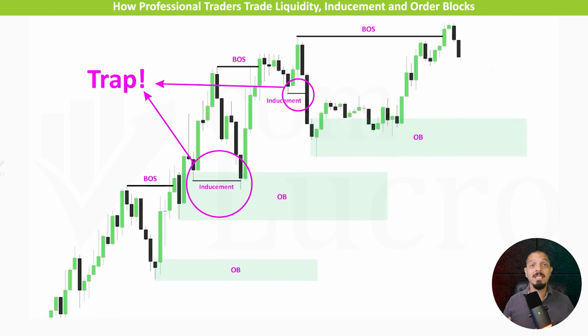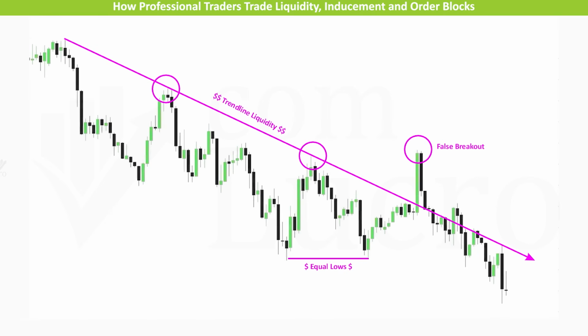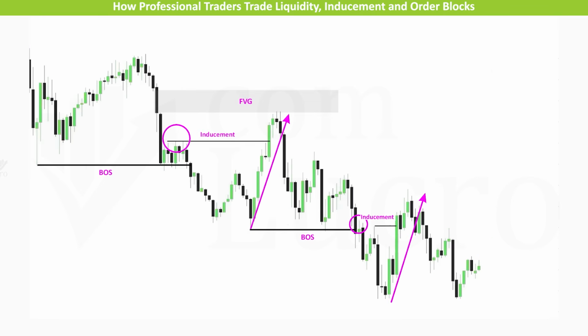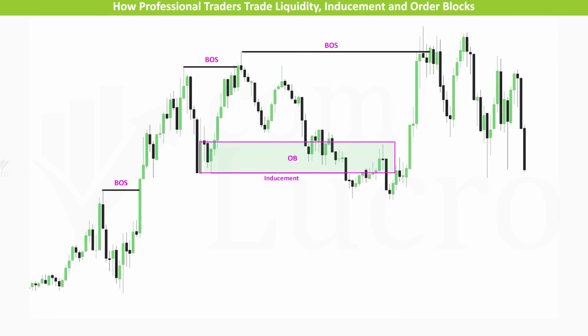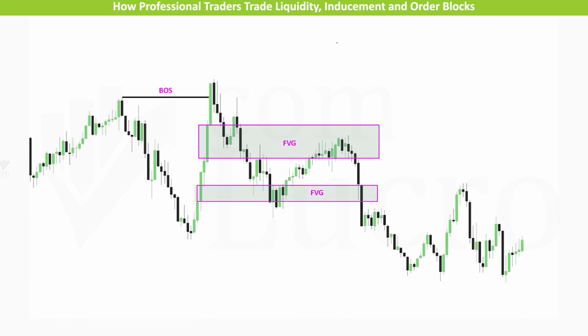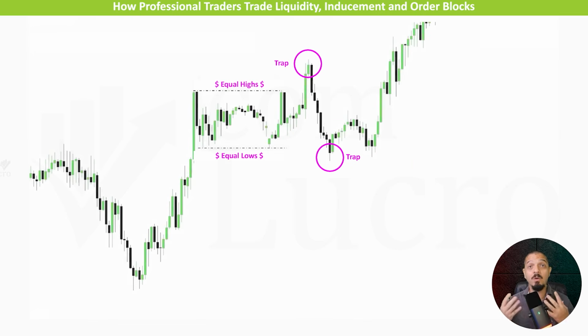Because smart money needs liquidity, they induce traders into early breakouts, fake reversals, or fake pullbacks, order blocks that look clean but are not the real ones, FVG fills that look like entries, equal highs or lows that look tradable, and so on. Then price reverses, sweeps their stops, and moves in the intended direction.